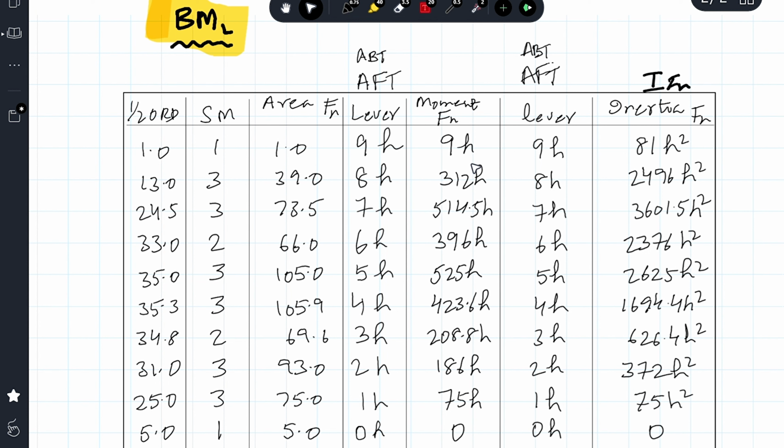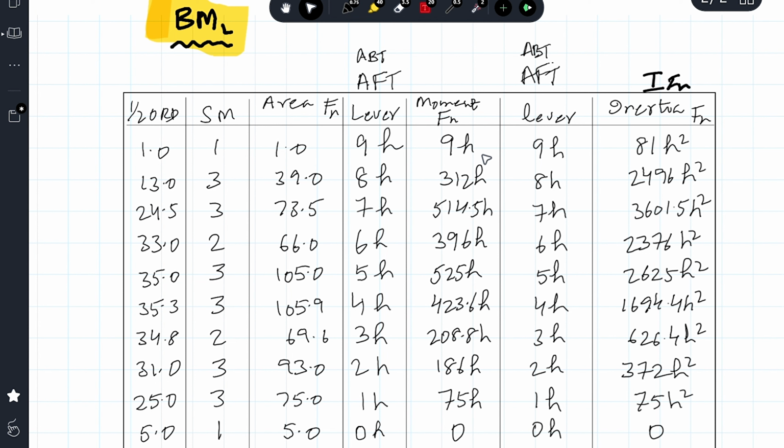Area function is multiplied with the lever function. We get moment function. Each area function is multiplied by its lever, and we get the moment function. So 1 into 9, 39 into 8, 312, 73.5 into 7, 514, like that. And h is the common interval which is attached with all of them.